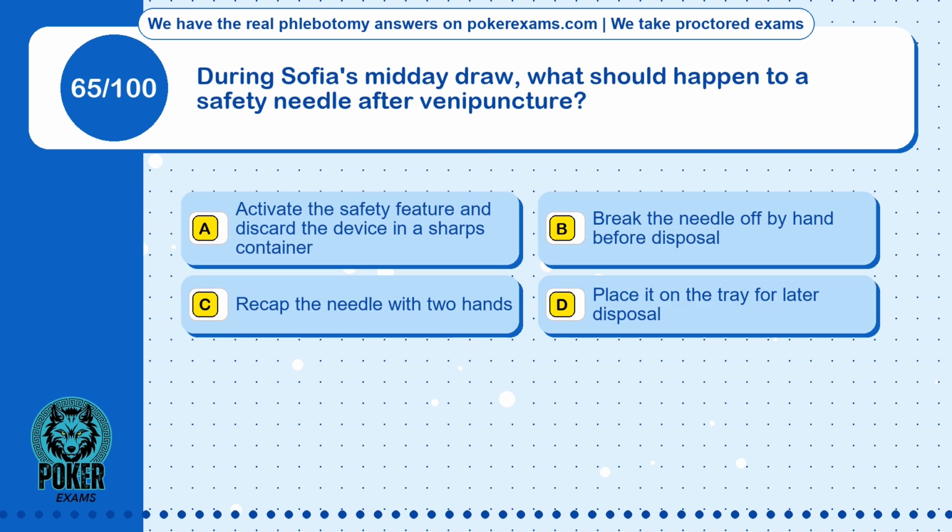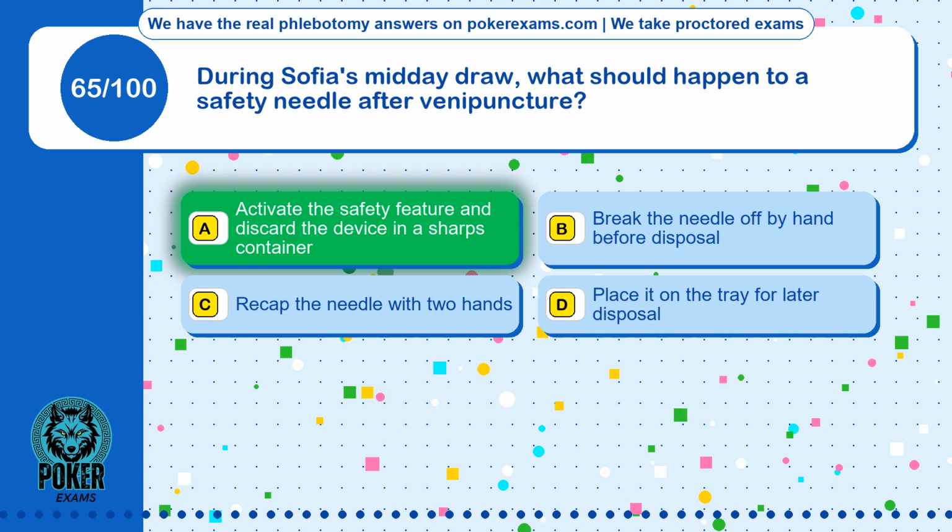Question 65. During Sophia's midday draw, what should happen to a safety needle after venipuncture? Option A, activate the safety feature and discard the device in a sharps container. Option B, break the needle off by hand before disposal. Option C, recap the needle with 2 hands. Option D, place it on the tray for later disposal.